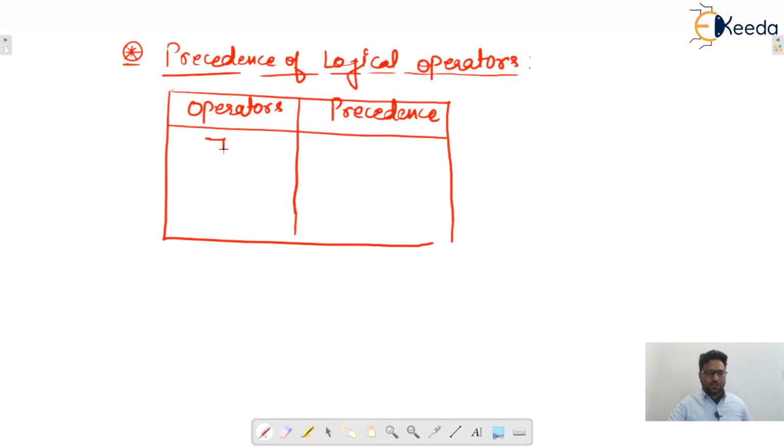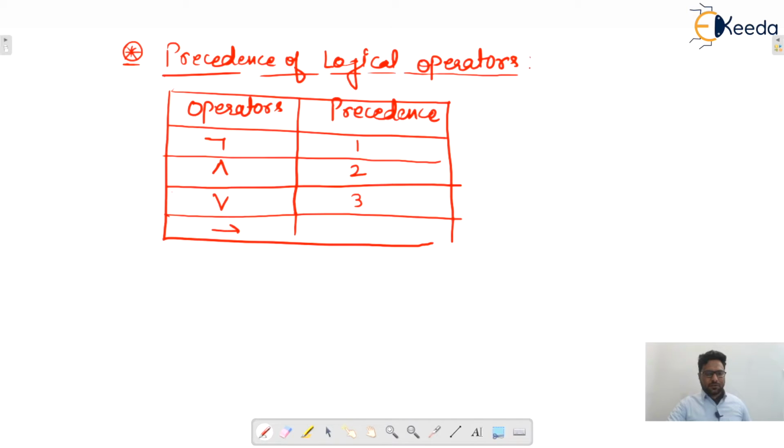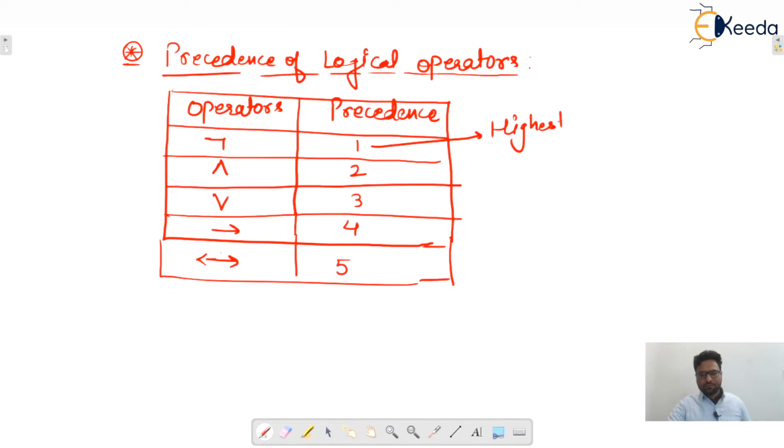Let us consider negation. Negation has the highest priority. Then the second one is the AND operator, that is the next highest. Then the third one is the OR operator. Then implication is the next one. And the last one is biconditional. So biconditional has the least priority. Number one means it has the highest priority, and the last one has the least priority.